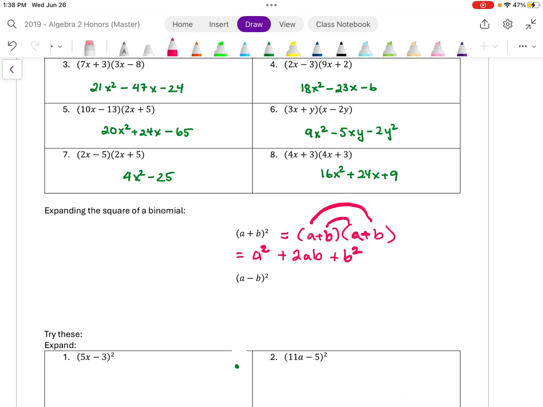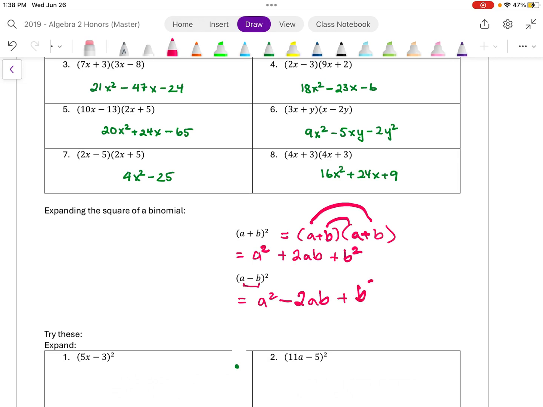So that means you take the outer or the inner, it doesn't really matter. The product of a and b, multiply and double will be the middle term. So for this one, it's going to be a squared. The product of the two terms is negative ab. Double that is going to be negative 2ab. And then square the last term.